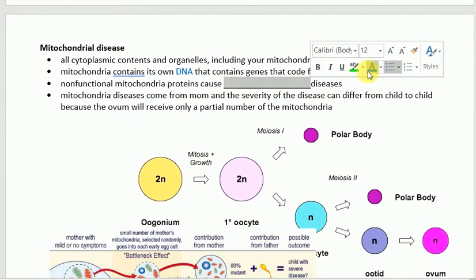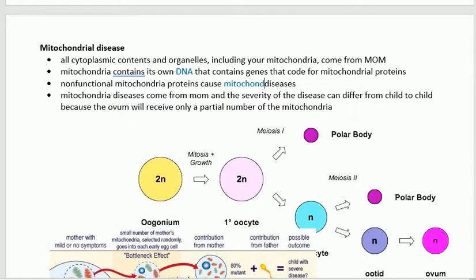If we have non-functional mitochondrial proteins, it can cause mitochondrial diseases. So these diseases come from mom, and the severity of the disease differs from child to child because the ovum will only receive a partial number of the mitochondria.